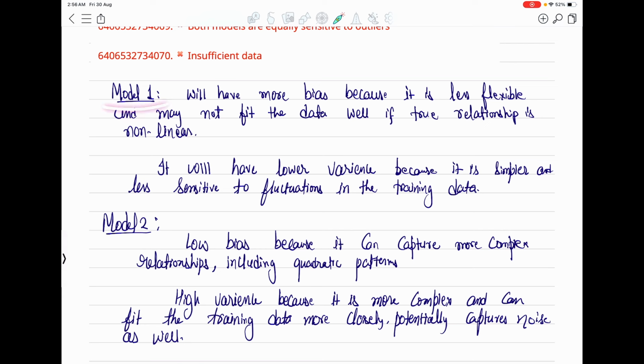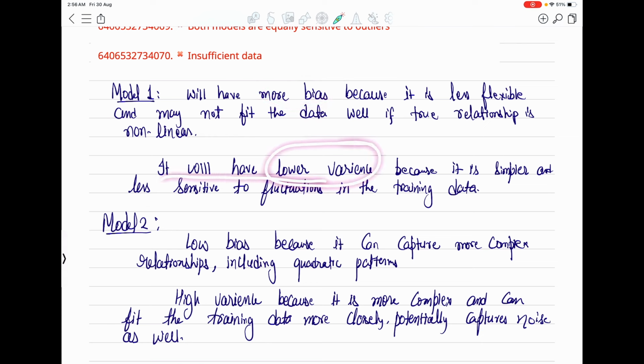So let's understand. Model 1, that is the linear model, will have more bias because it is less flexible and may not fit the data well if the true relationship is non-linear. So let's say our test data has a relationship that is not linear. Then it may not fit the data correctly, so that's why it will have more bias.